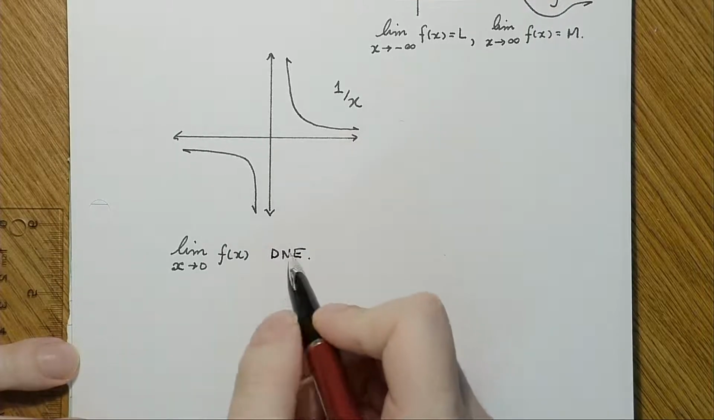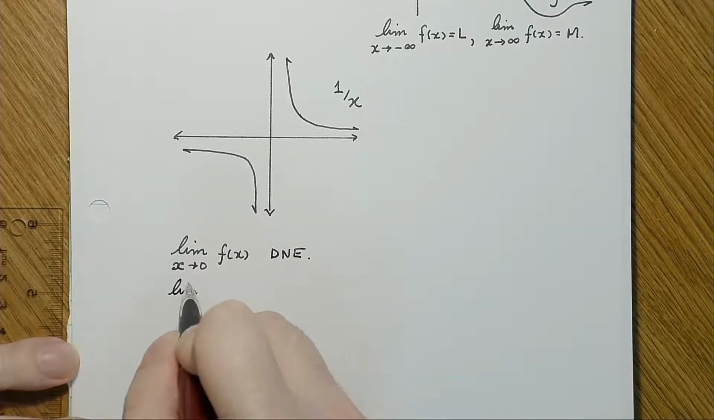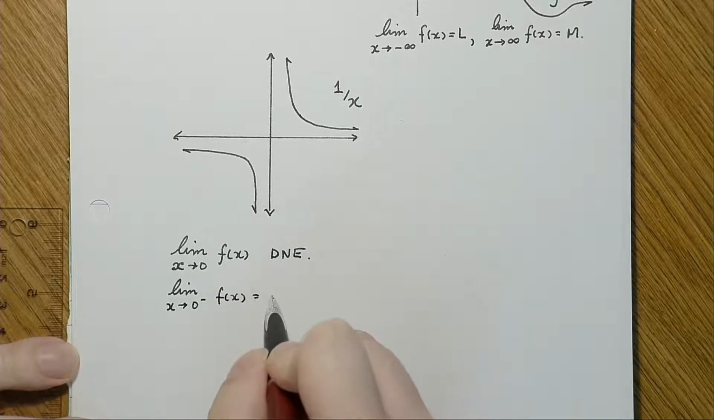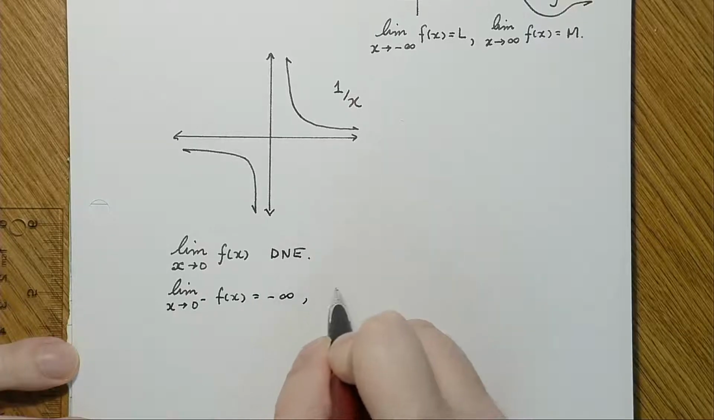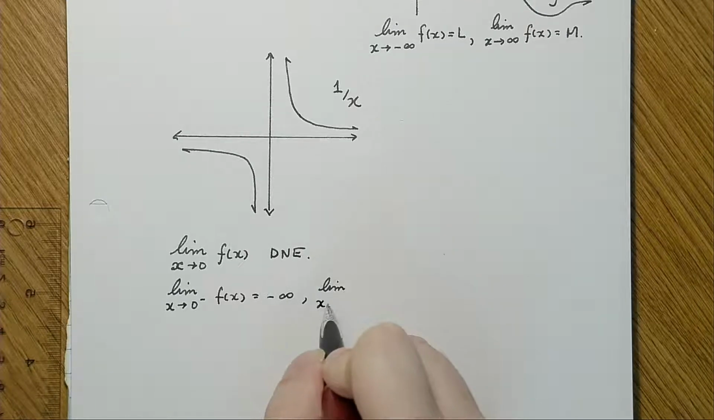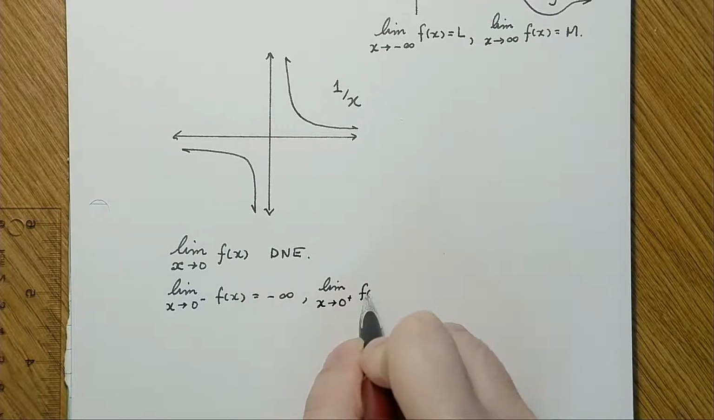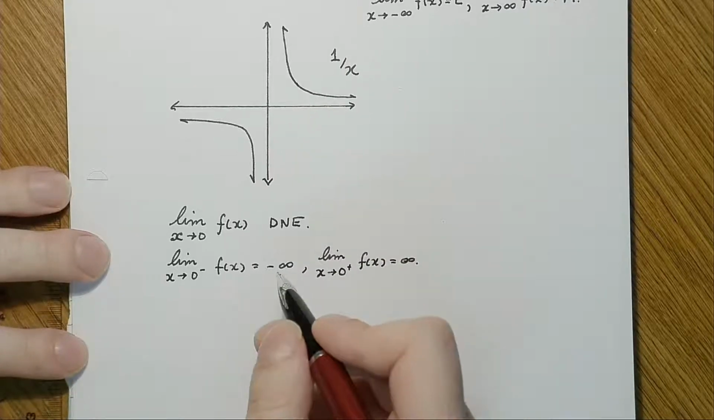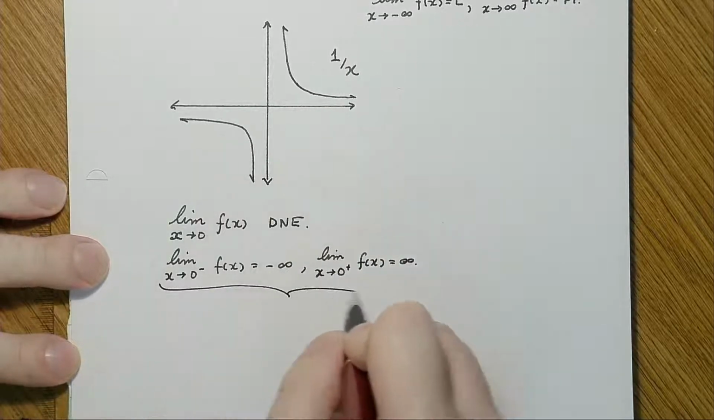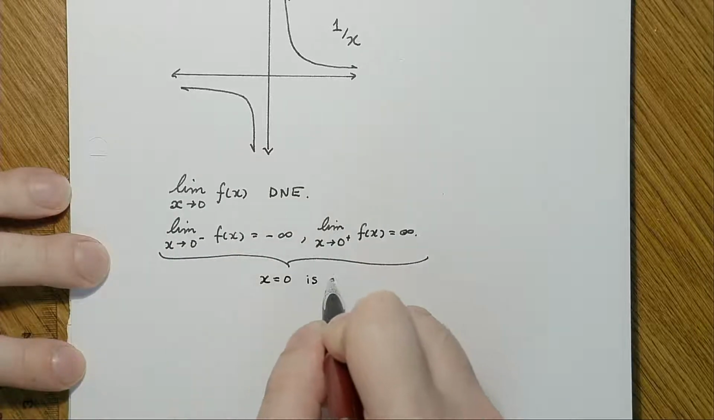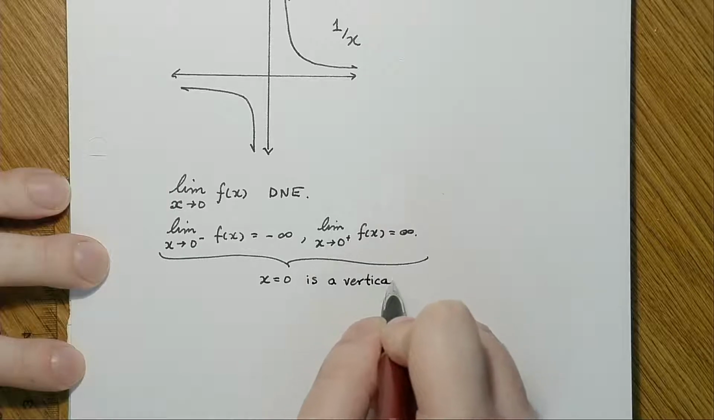We knew that that does not exist. However, we do know from the left-hand side it's equal to minus infinity, and, oh, perfect. Good. So what does that mean? Well, graphically, that means that x equals 0 is a vertical asymptote.